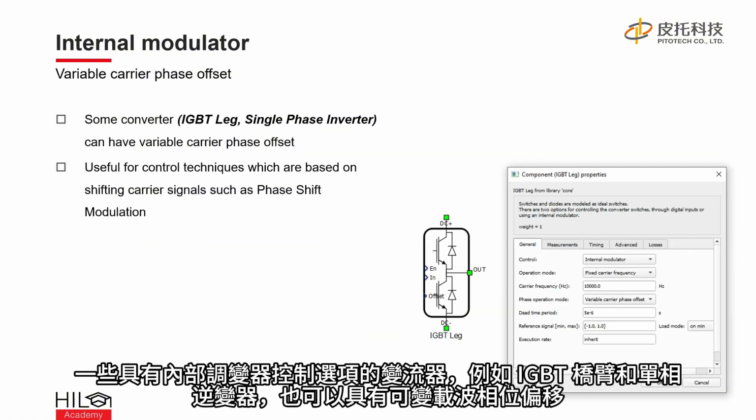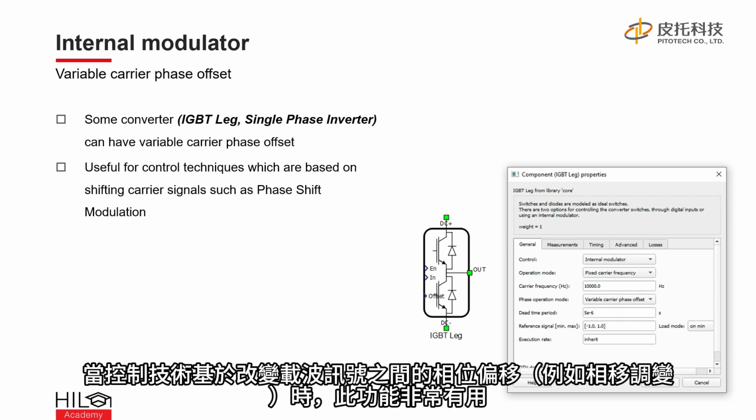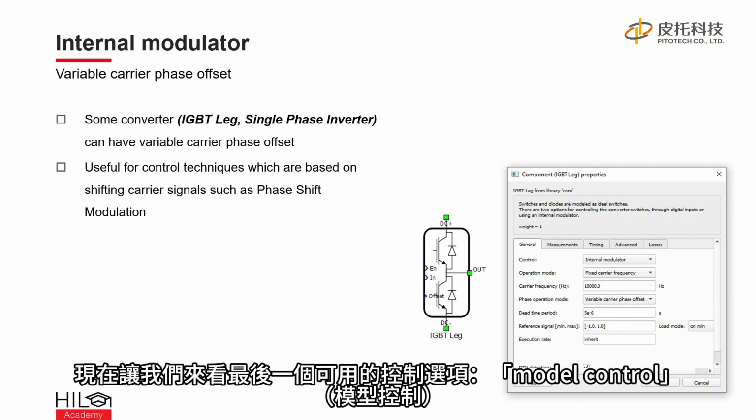Some converters with the internal modulator control option, such as the IGBT leg and single-phase inverter, can also have variable carrier phase offset. If this option is selected, an additional input will appear on the converter for the phase offset. This feature is useful when a control technique is based on changing phase offset between carrier signals, such as phase shift modulation. Let's now move on to the last available control option, model control.